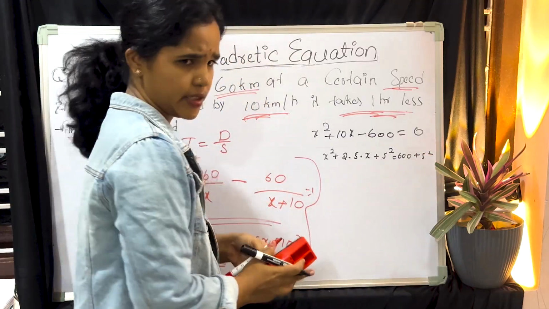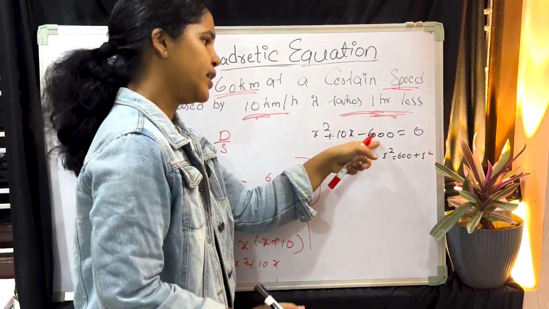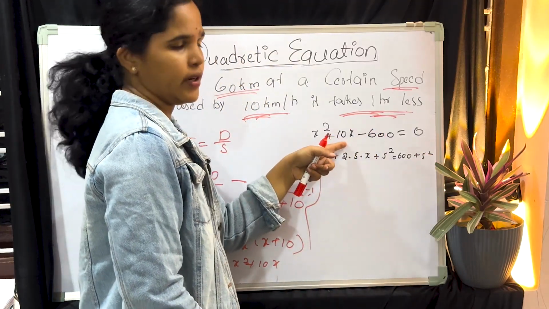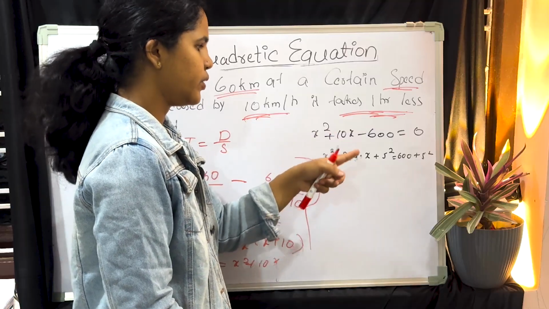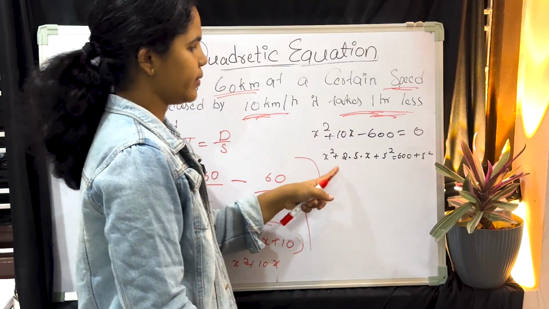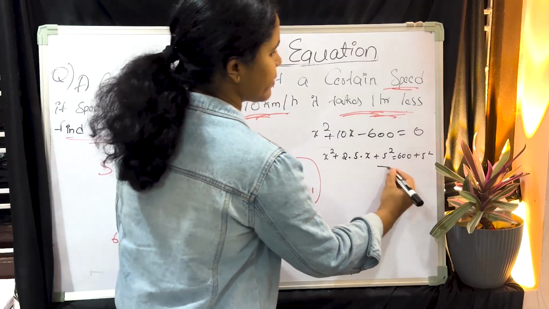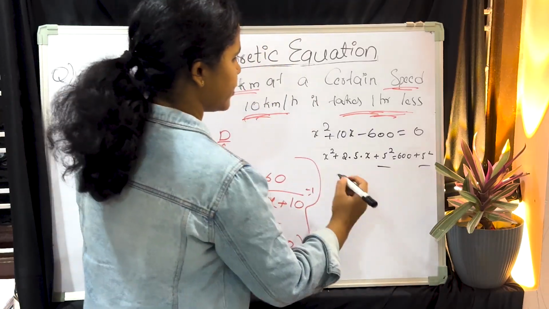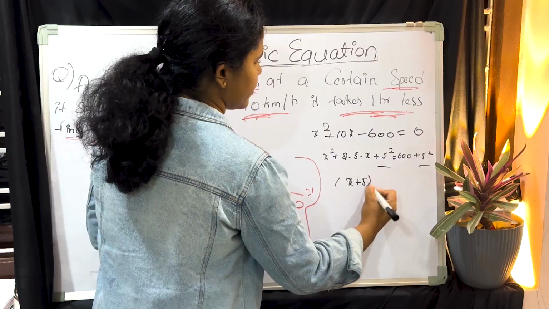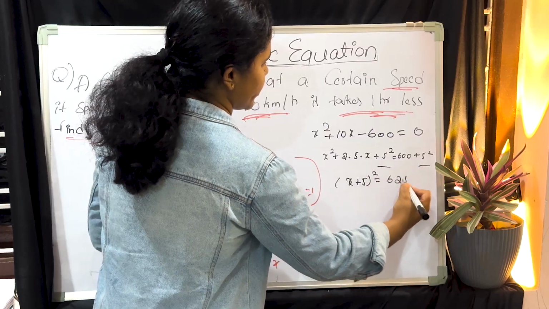It is very easy. If we go by finding root 600, we'll get 10. What value will give us 10, we don't know. At that time, we can use the formula a square plus 2ab plus b square. Add b square on both sides. See, very simple. x plus 5 whole square is equal to 625.